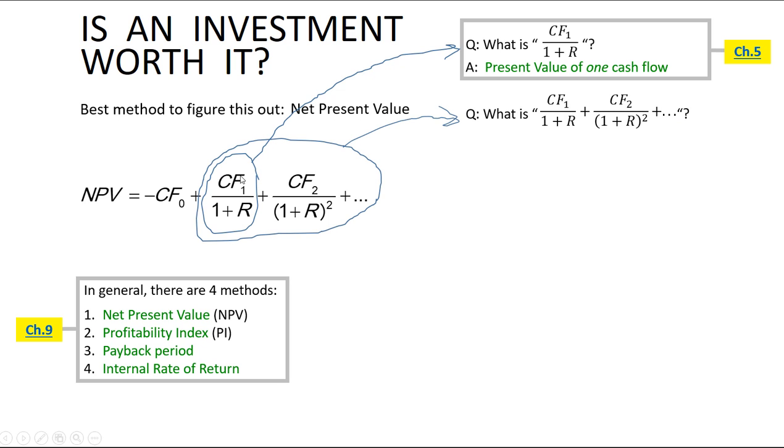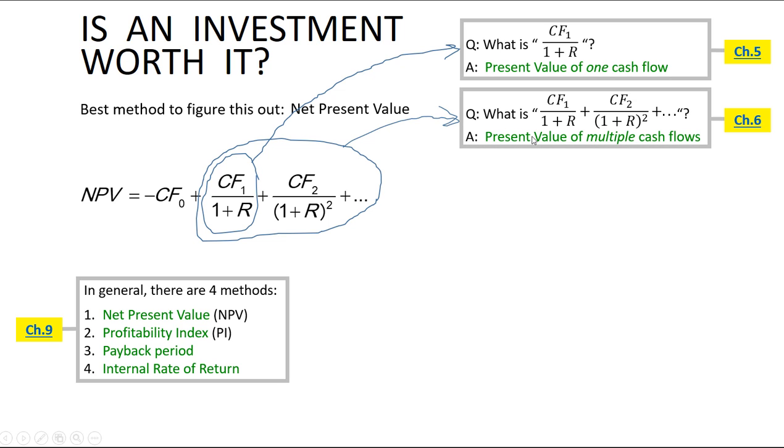Now, what is CF subscript 1 divided by 1 plus R plus CF subscript 2 divided by 1 plus R squared, and so on? So what is that longer term, like altogether? That's the present value of multiple dollar amounts or multiple cash flows. That topic, so the math, the time value of money calculations, finding the present value, finding the future value, and so on, of multiple cash flows was covered in chapter 6 in this class.